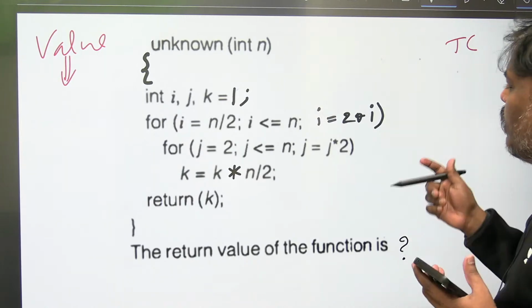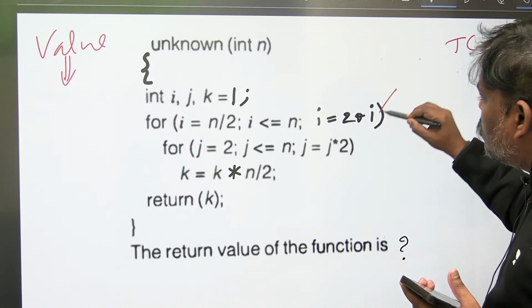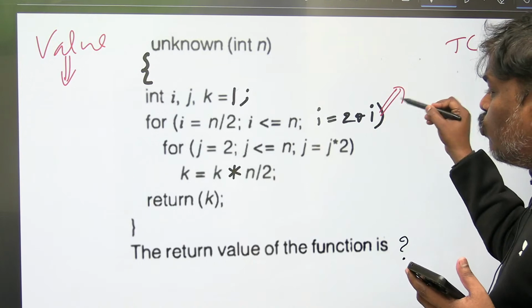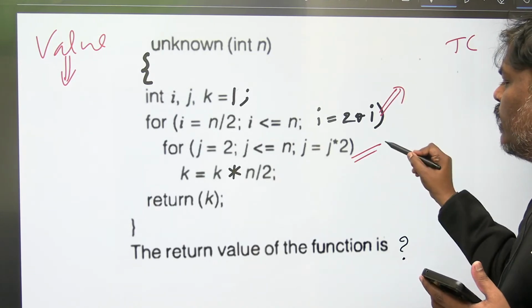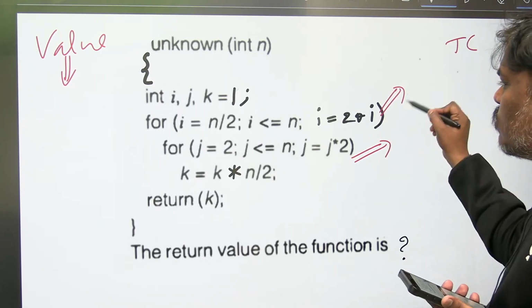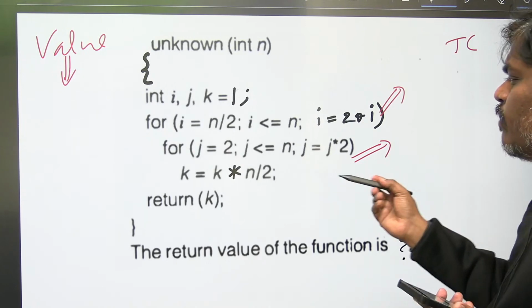Can anyone help me? First loop is how many times? Second loop is how many times? Can you help me now?